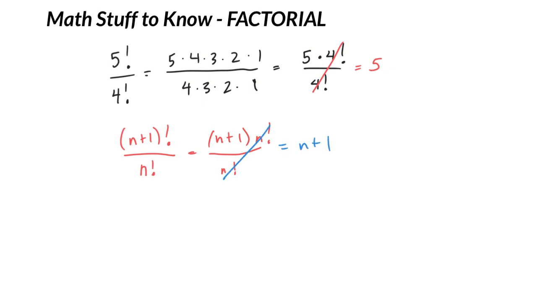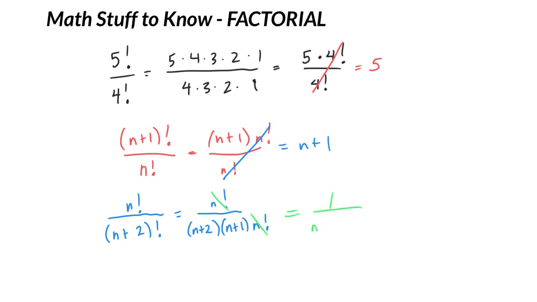And of course, we could also do n factorial divided by the bigger one. I'm going to change this just a little bit. Let's say we had n plus 2 factorial. So in this case, if we started with n plus 2, and then the number below it would be n plus 1, and then we'd hit n factorial. So you can see we'd be left with 1 over n plus 2 times n plus 1.